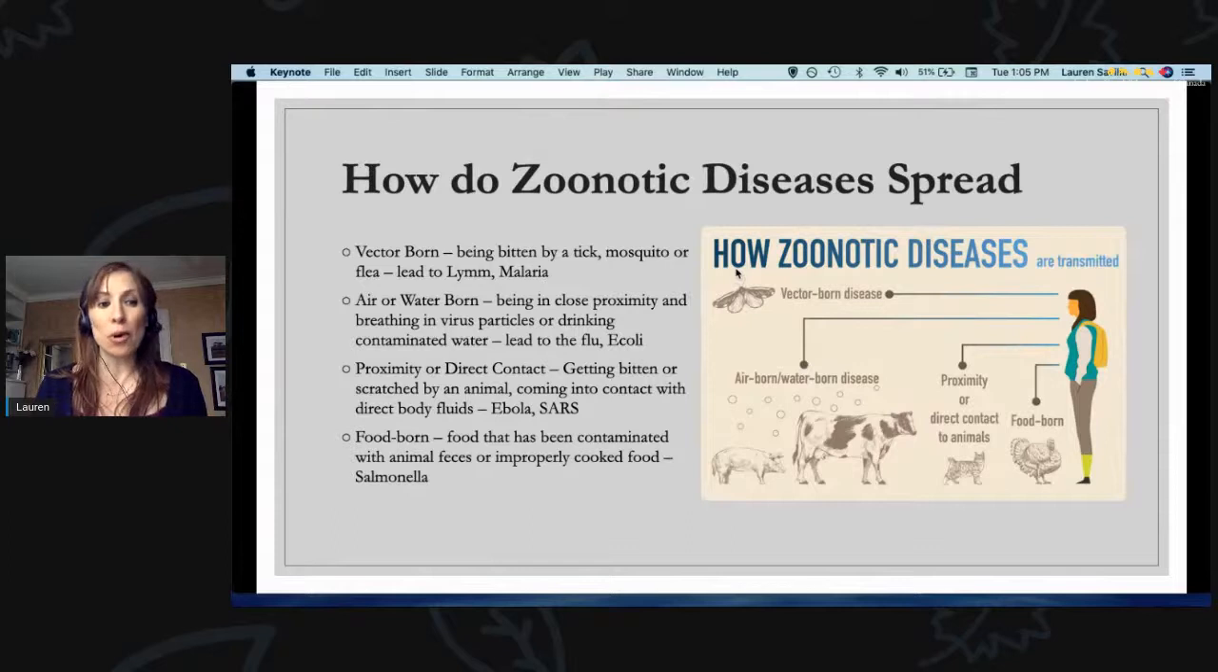And then you have foodborne. This is food that has been contaminated with animal feces or improperly cooked food. Something like salmonella would be in that category. That can come from improperly cooked eggs. If you don't cook it properly and it's there, you can get sick.